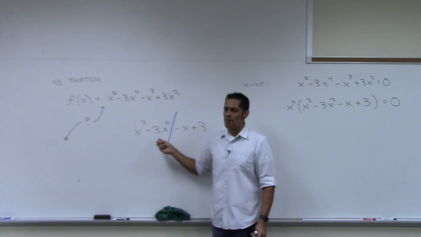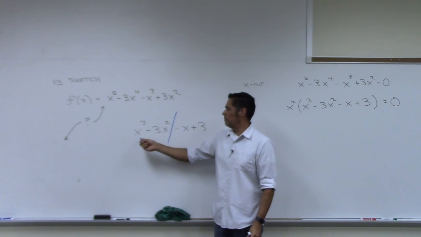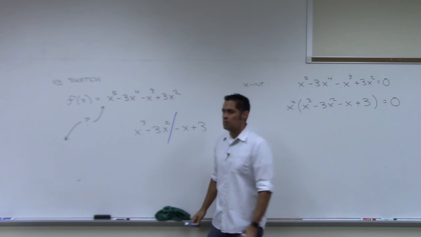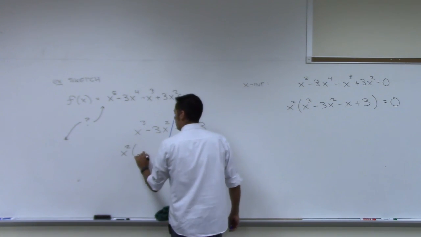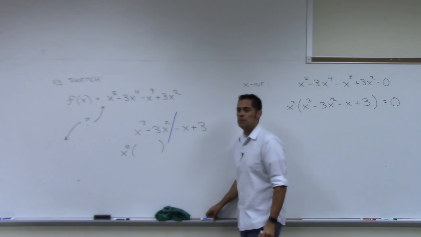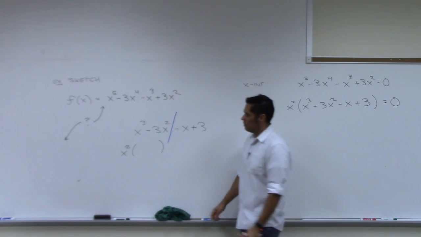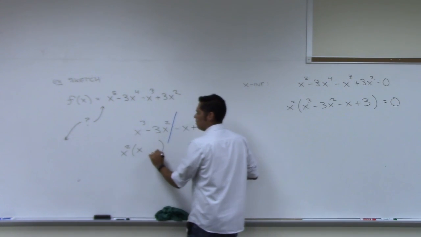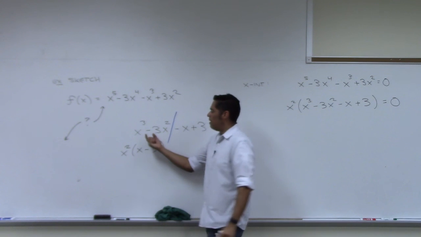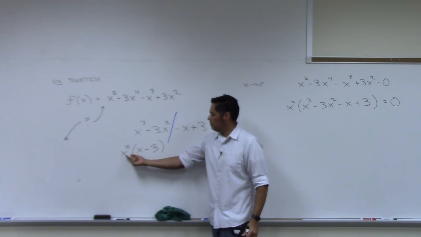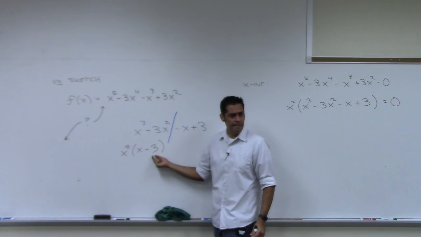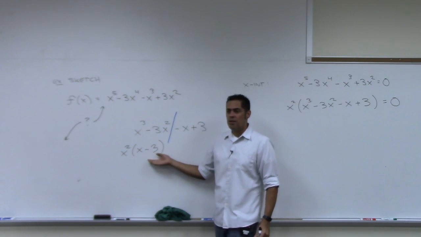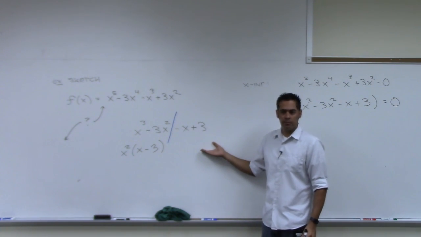So what is common in just these 2? X squared. So I pull x squared. And then what am I left with? X minus 3. Because we pulled out the x squared here. We have an x. We pulled out this x squared. We still have minus 3. Yeah? Okay, now what are you supposed to do on this one?